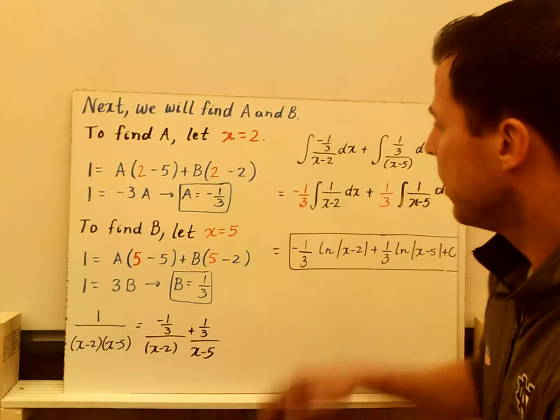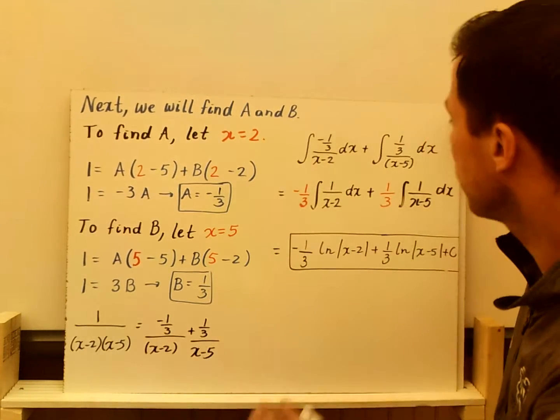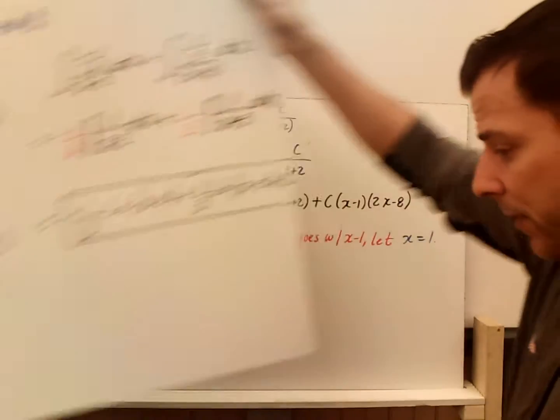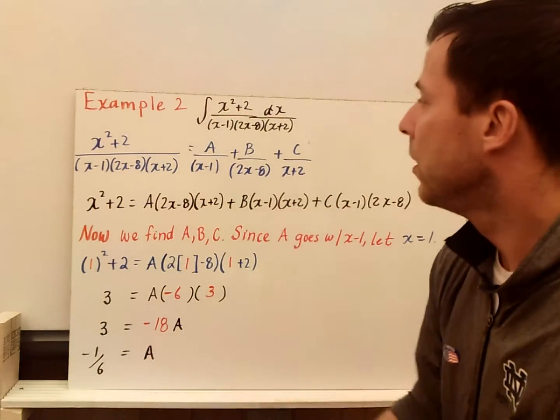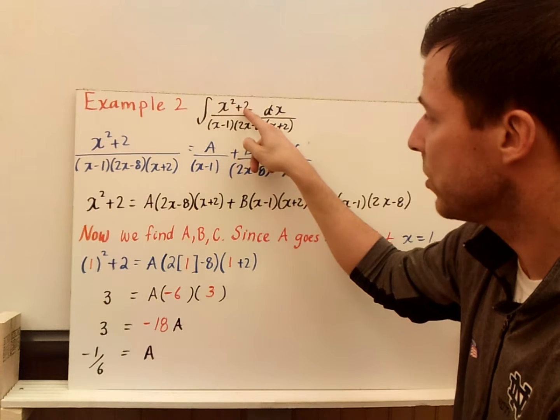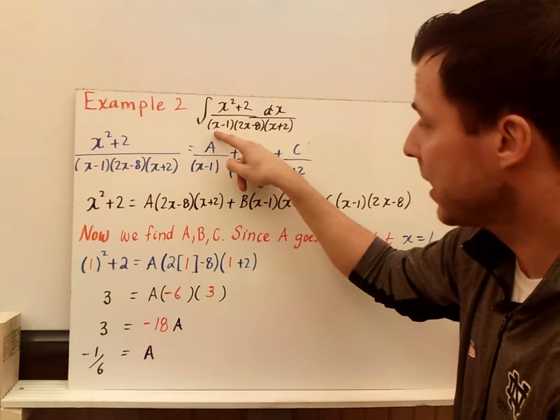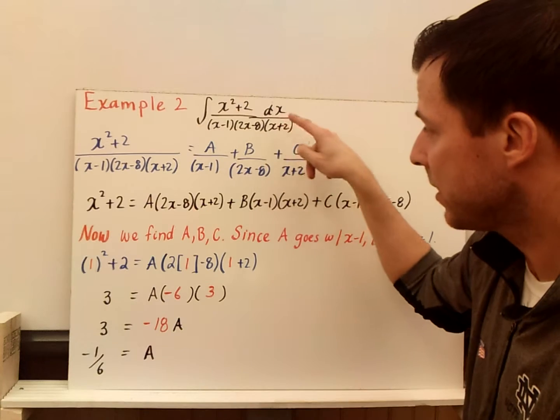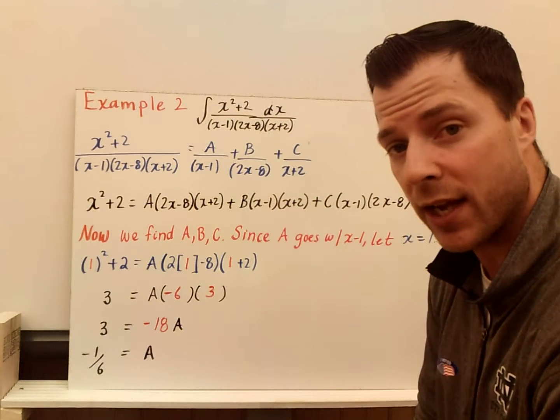Okay, so that's our first example. Let's look at one more example very similar to this. Okay, so in example 2, we're going to integrate x squared plus 2 over the quantity x minus 1 times the quantity 2x minus 8 times the quantity x plus 2 dx.